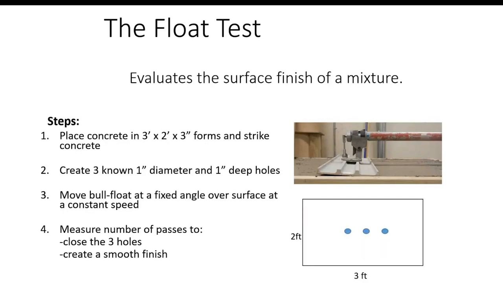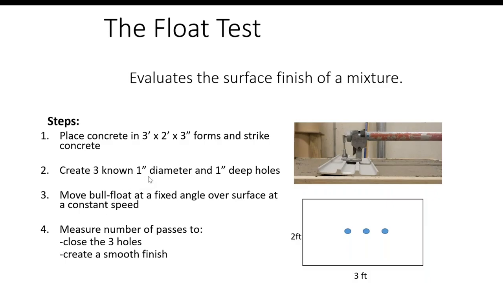What the float test does is it evaluates the surface finishability of a concrete mixture. So we have wood forms that are 3 foot by 2 foot by 3 inch, and we're going to fill those forms up and strike them off. We're then going to come back and place 3 1-inch diameter holes. Now, why would we do this? Well, oftentimes when you strike off concrete, sometimes you'll pluck out aggregates. I know when I was a contractor in the past, that happened to me. And whose job is it to fill in those aggregates? The finisher. So we want to get some idea about how easy it is to fill those holes in.